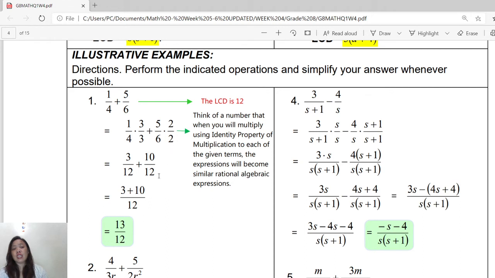Since they have the same denominator already, you just copy the denominator, and the same as the concept in addition of similar rational algebraic expressions, just add the numerators. Adding the numerators, it becomes 13 over 12. Okay.